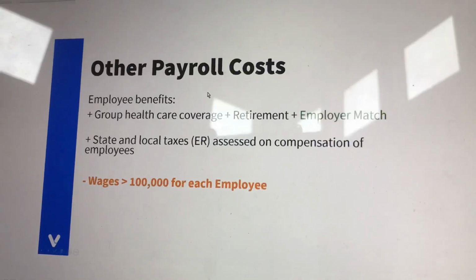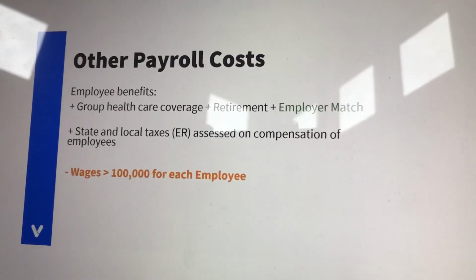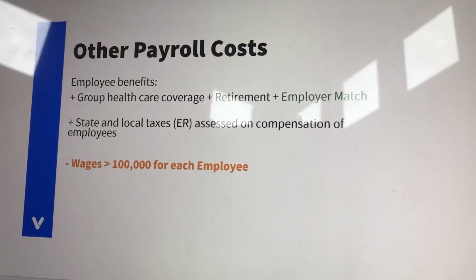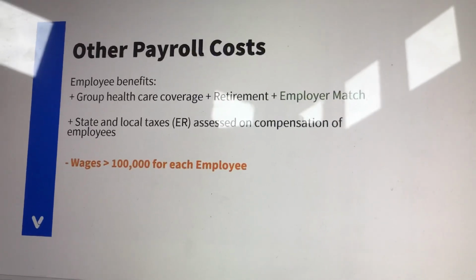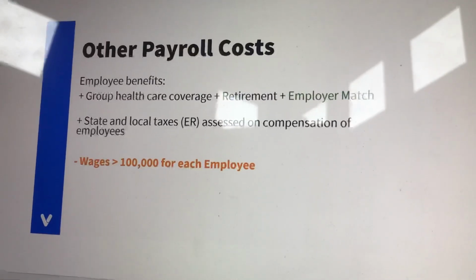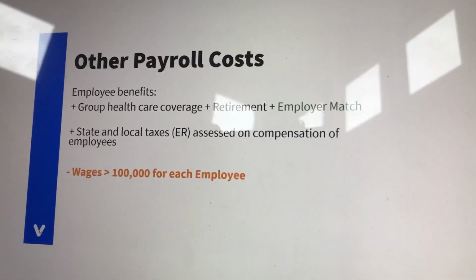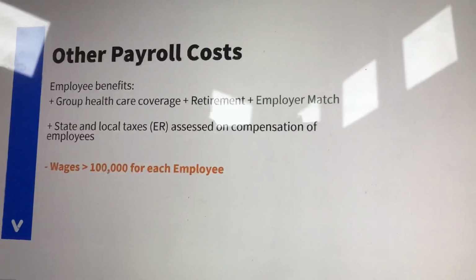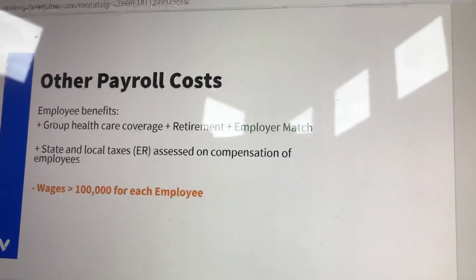In addition to that, you get to add in any group health coverage that you've paid, any retirement contributions that you make as an employer, and of the payroll taxes that you pay, the only ones you can add are state and local employer taxes that are assessed on compensation of employees. You add all that in, and then you have to subtract any wages over $100,000 for each employee.